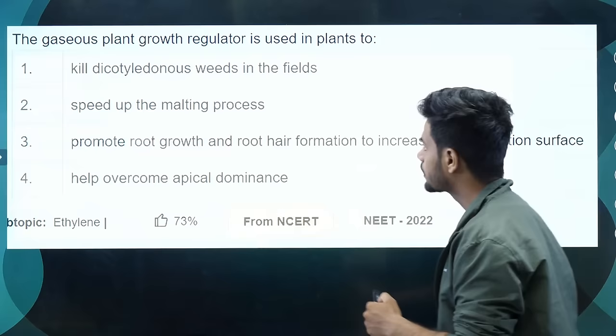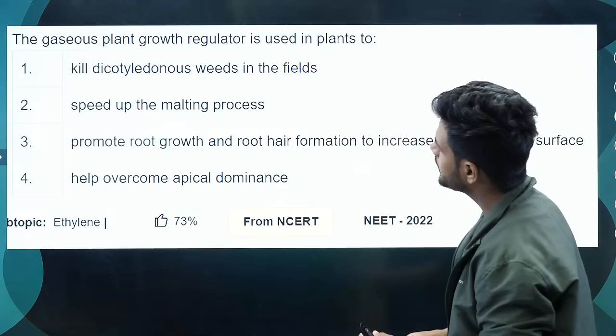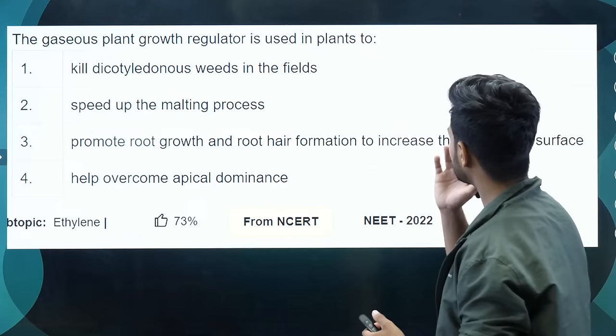Next one. The gaseous plant growth regulator is used in plants too.